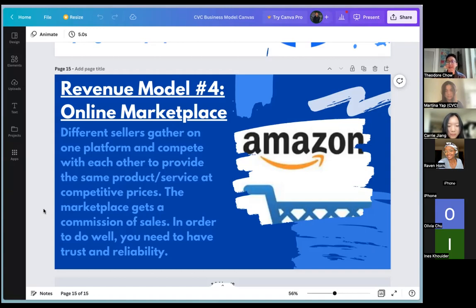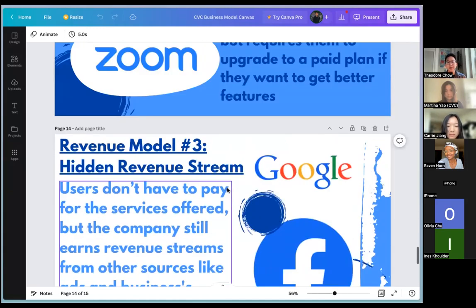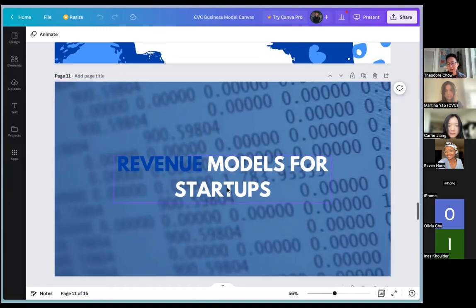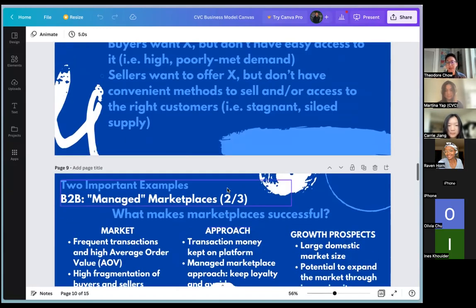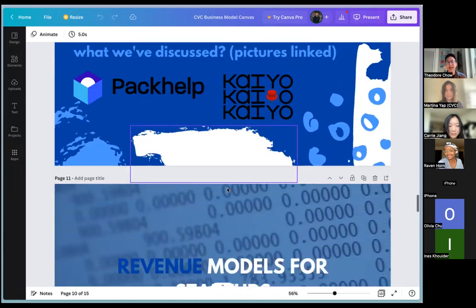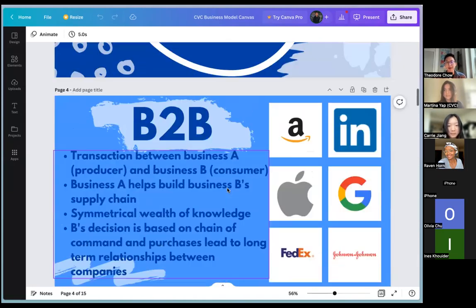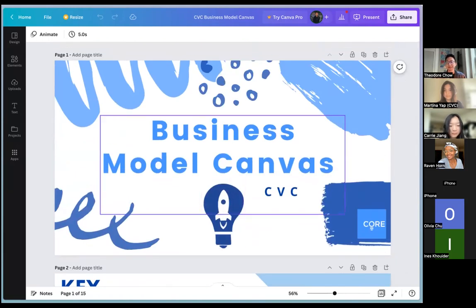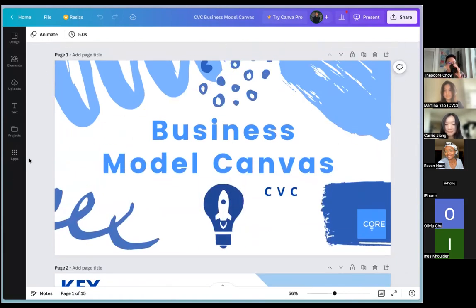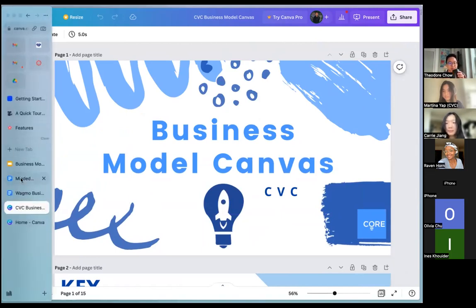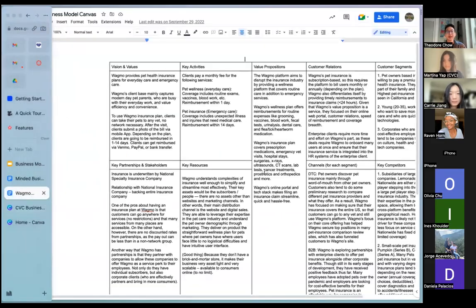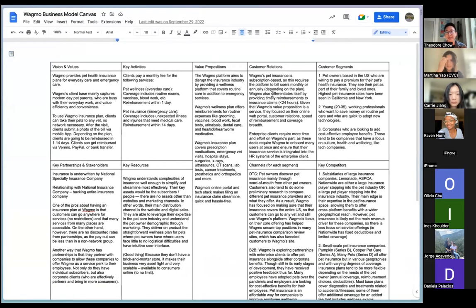But yeah, does anyone have any questions about these revenue models? Or if you have a startup that you want to talk through, sort of like a revenue model that you might be thinking of, feel free to jump in. I'm going to give it like 5 seconds. Okay, if not, I want to walk through a business model canvas that I've put together.